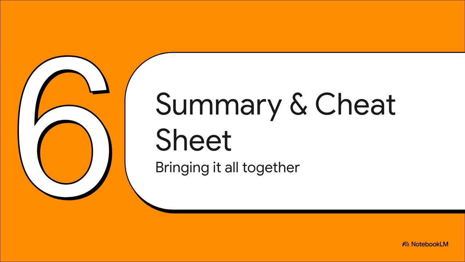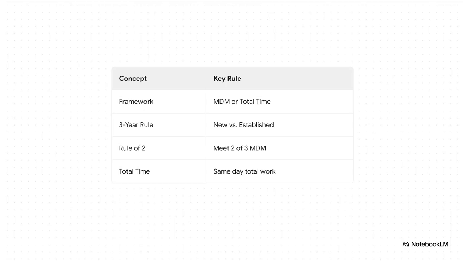Section 6. EM Summary and Cheat Sheet. I highly recommend taking a screenshot of this visual cheat sheet right now so you can use it during your exam prep. I'll give you a second to grab it. Okay, remember, MDM, or total time, drives the code. The 3-year rule determines new versus established. The rule of 2 dictates your MDM level, and total time includes both face-to-face and non-face-to-face physician or QHP work on that exact same day.